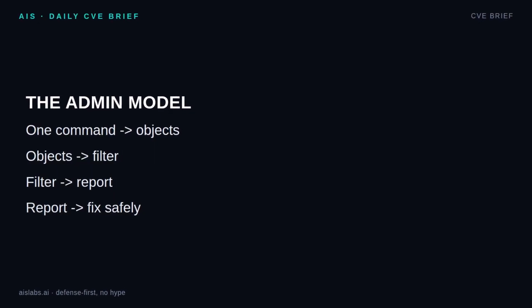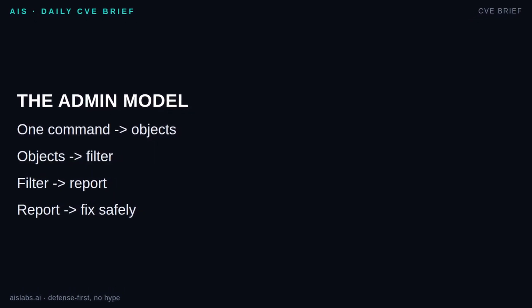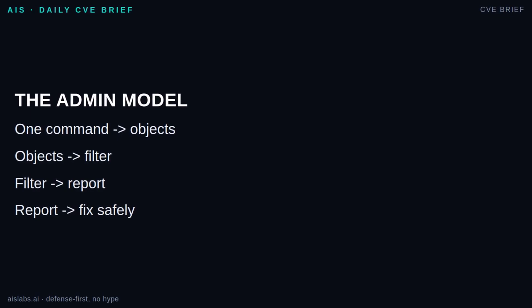Here is the core idea for this series. PowerShell commands return objects, not just text. An object has properties, like a service name, status, start type, machine name, or last boot time. Once you have objects, you can filter them, sort them, group them, export them, and later make carefully controlled changes.